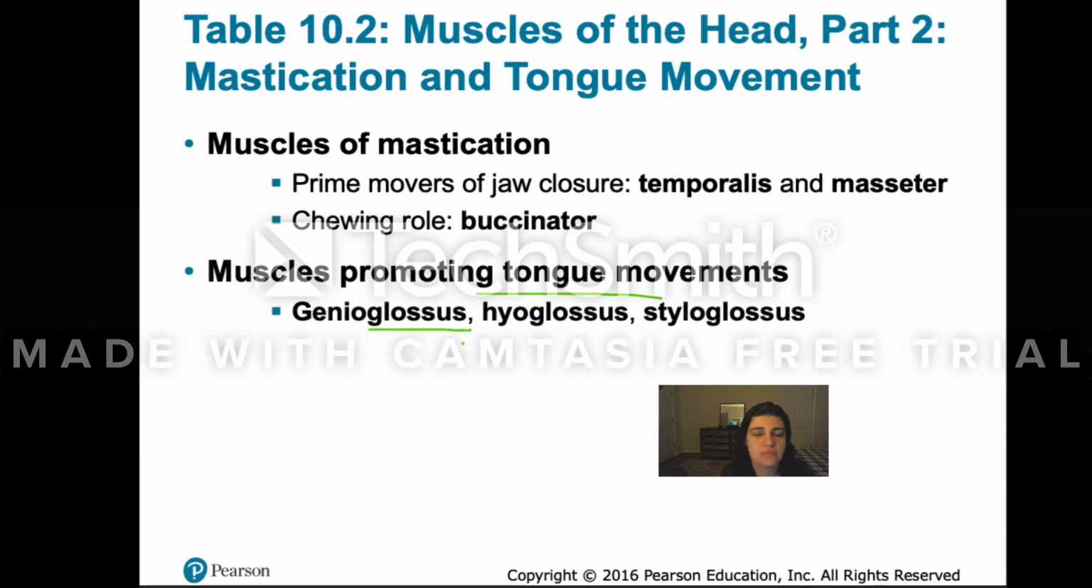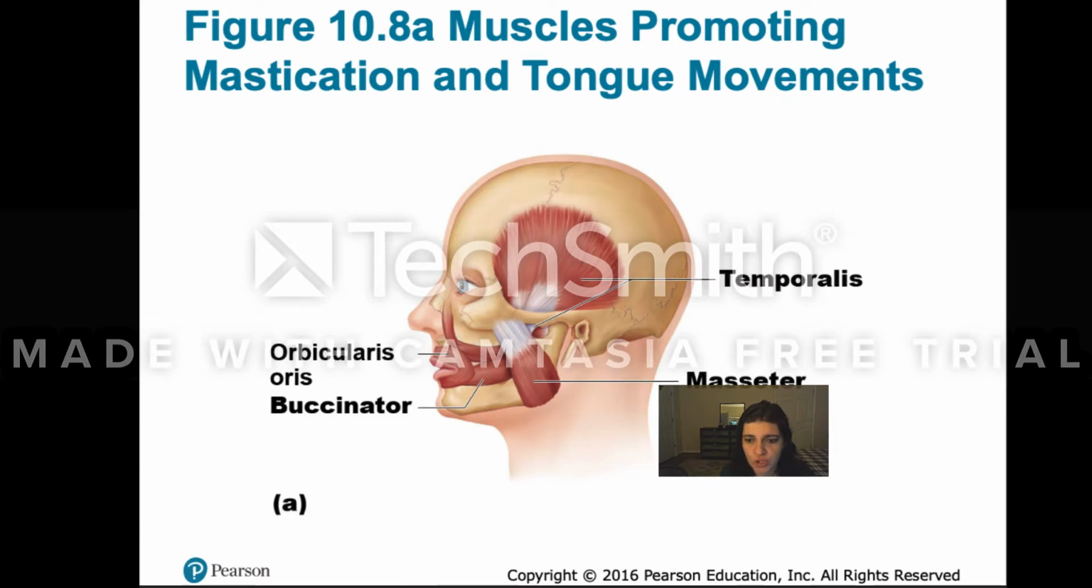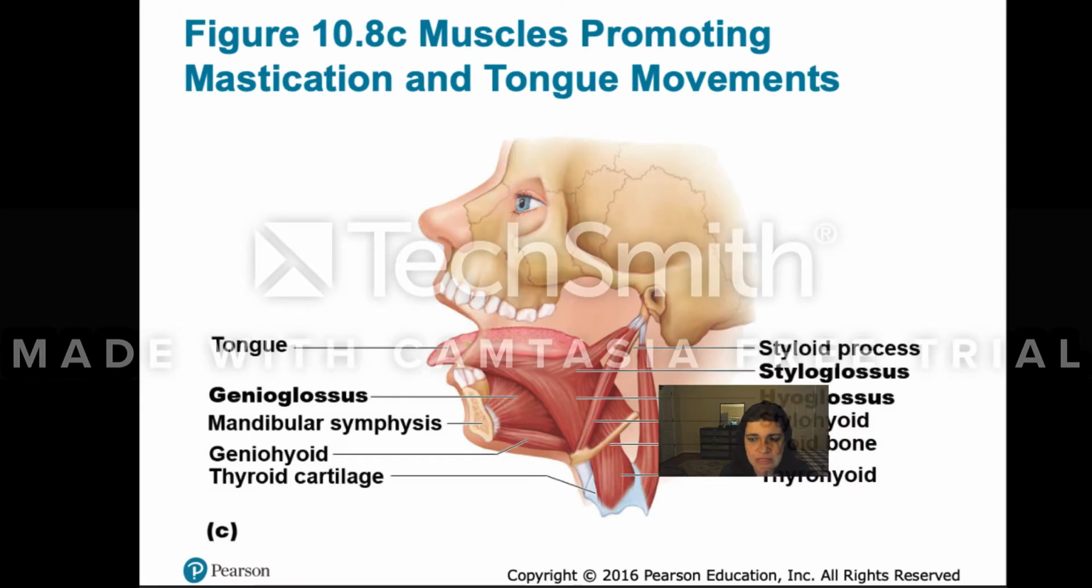Their names do have glossus in the end. I am not going to require you to know them, but remember there are three very important muscles that are part of your tongue. So that was the buccinator, the masseter, the temporalis, and these are the glossus muscles, okay? So you have one here that connects here, and then another one here, and another one here, okay? 3. So it's 1, 2, and 3, but I'm not asking you that.